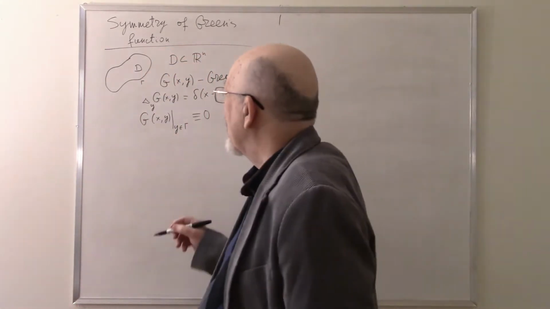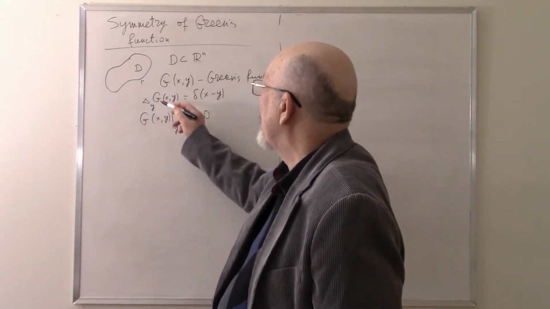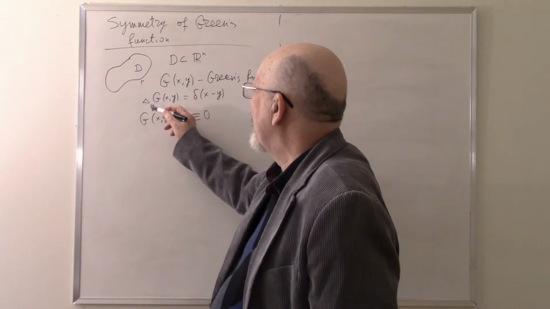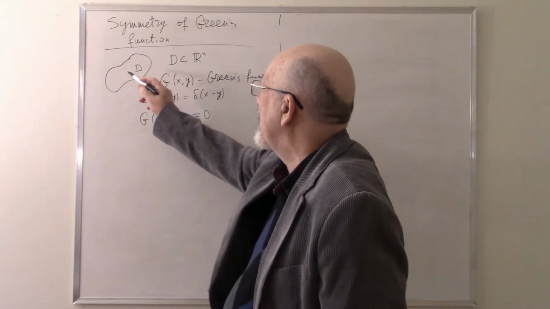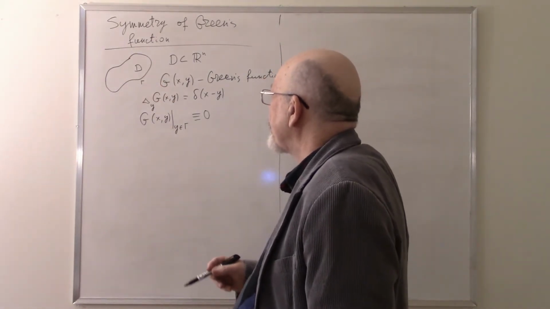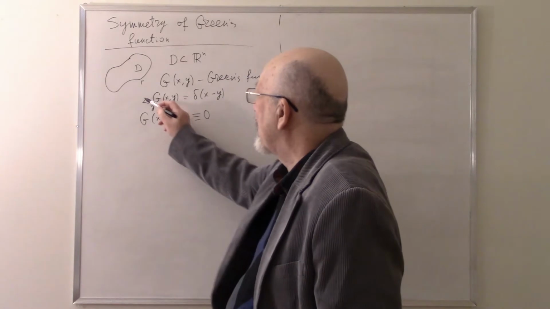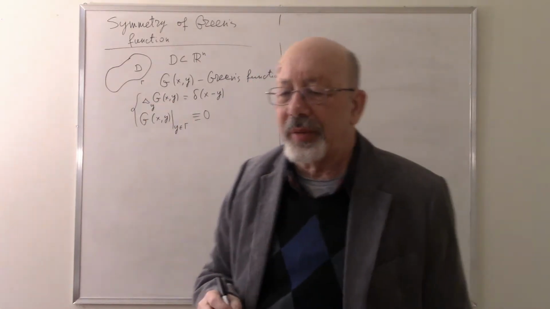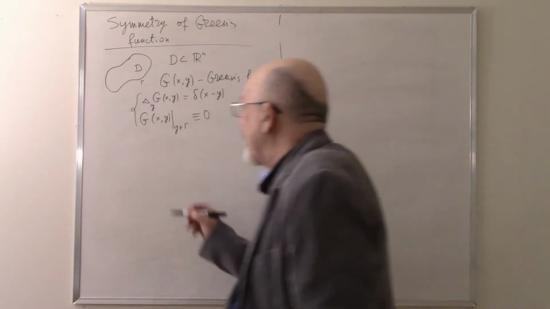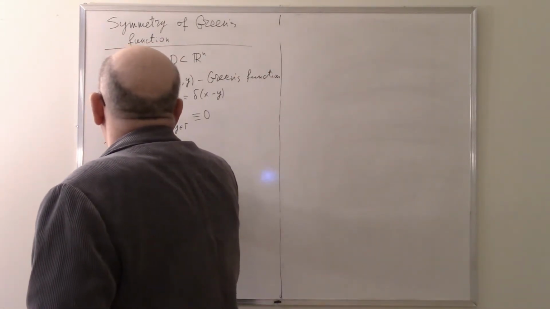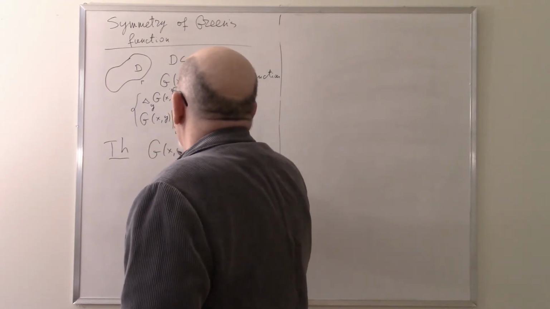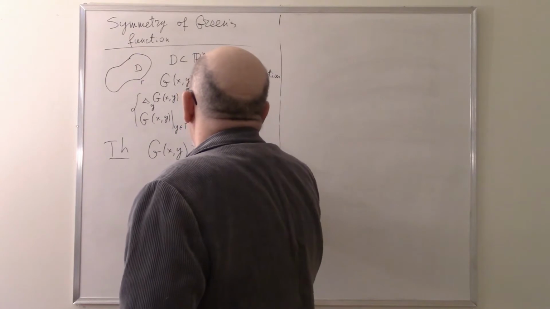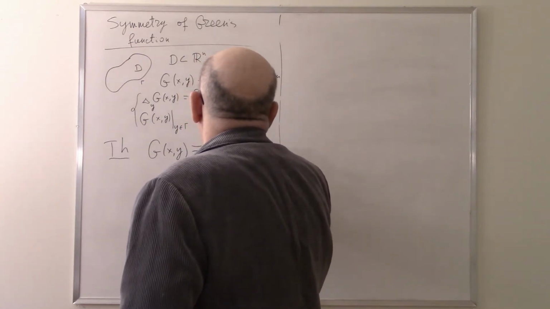So it is a solution of this equation: the Laplacian of g of xy with respect to y, where x is a parameter, is the delta function at the point x, and on the boundary it is 0. So it is a particular case of the Dirichlet problem. And the theorem sounds this way: g of xy equals g of yx, in case x is different from y.